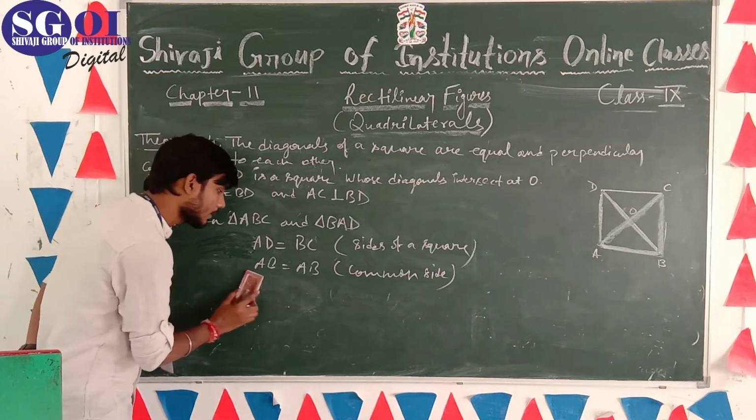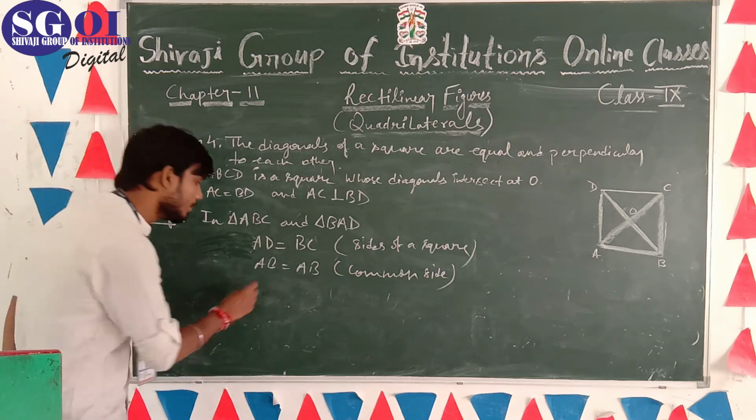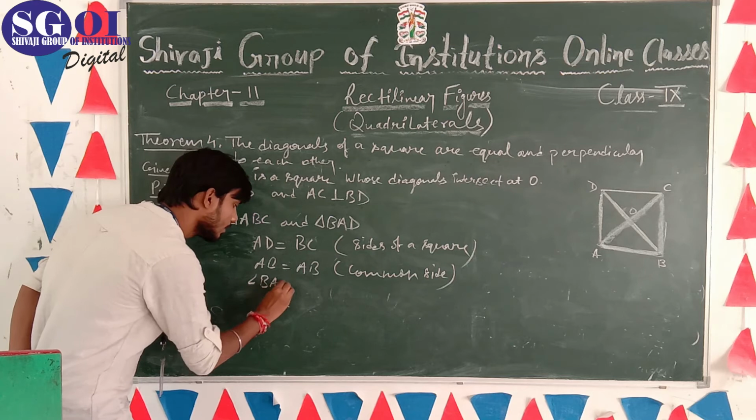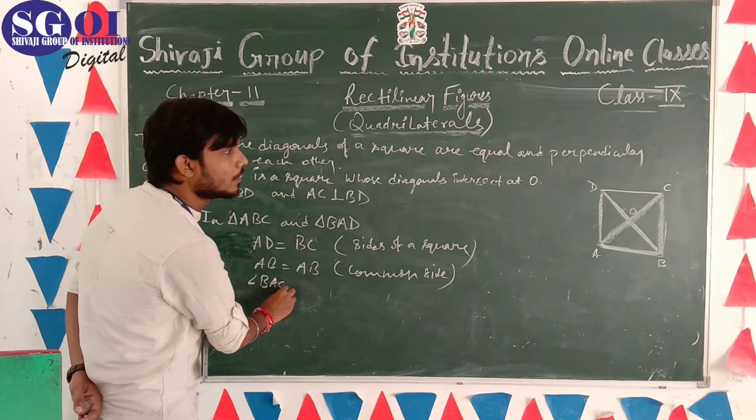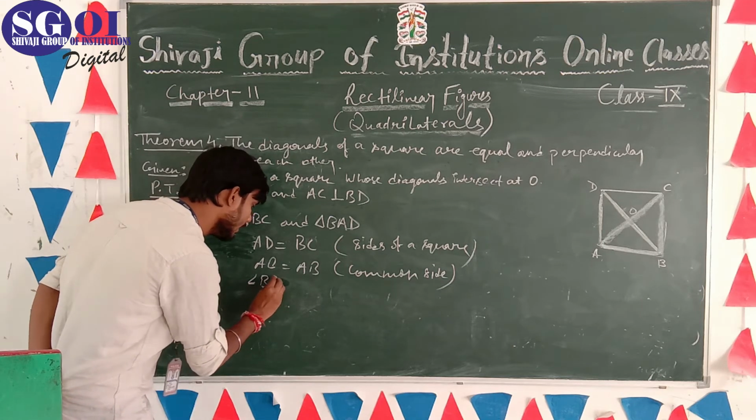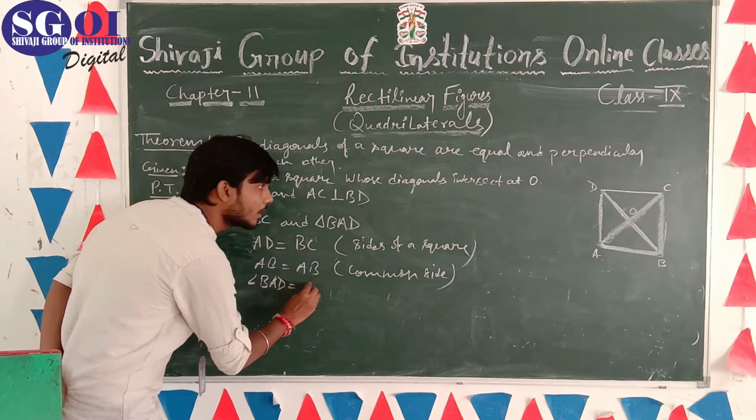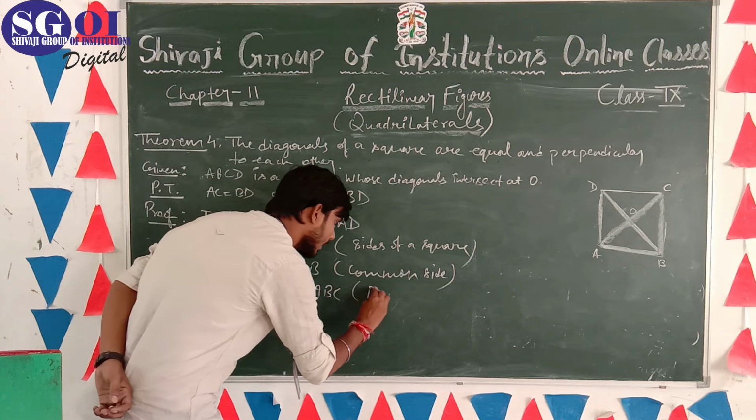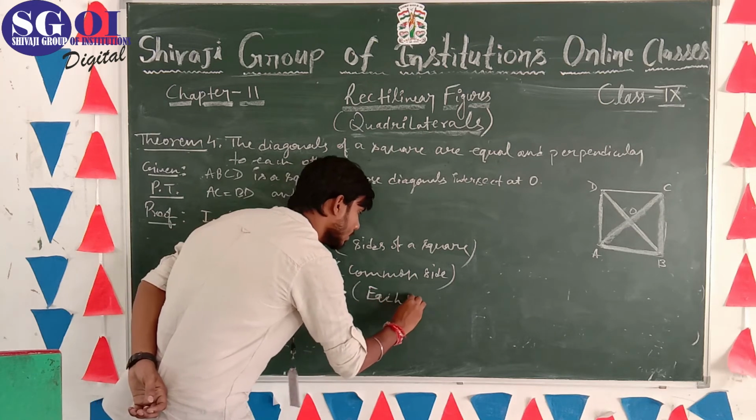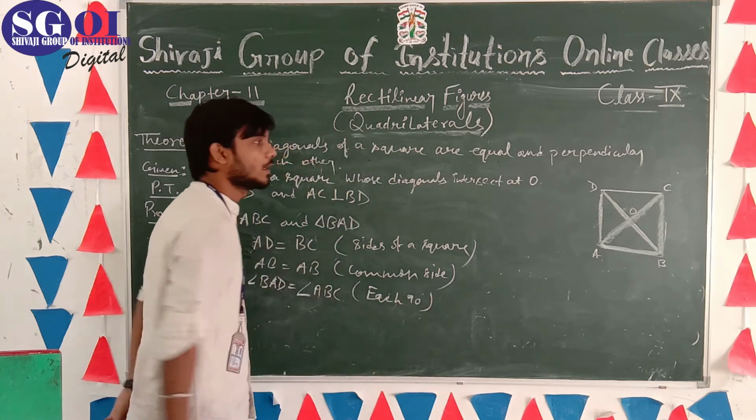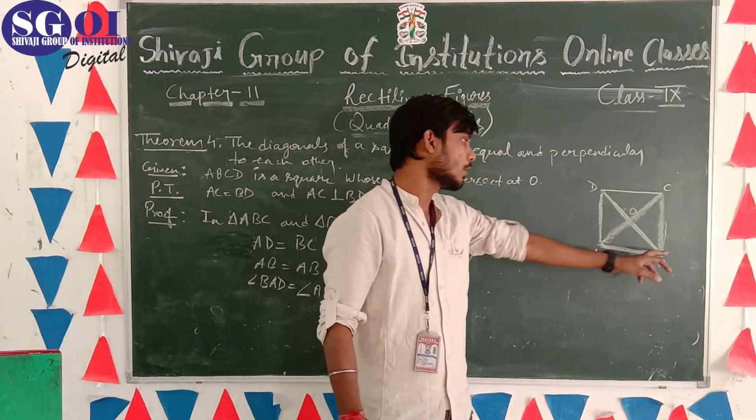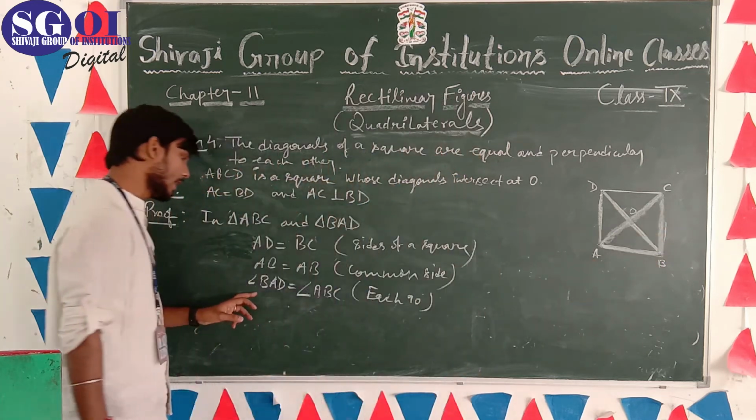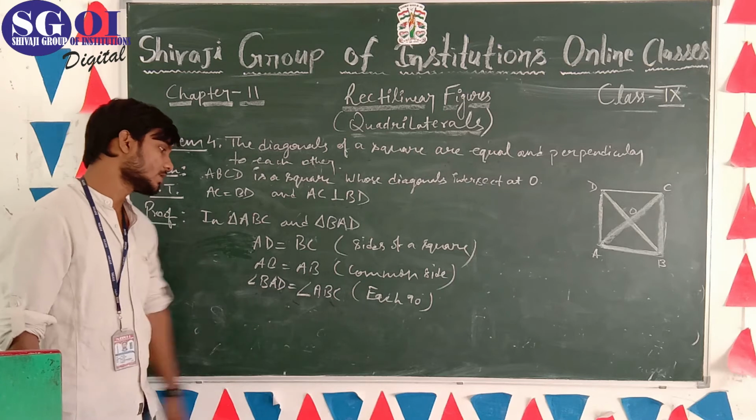पूरा नेम लिख लेते हैं एंगल्स का. एंगल BAD, angle BAD is equal to angle ABC, each 90 degree. क्योंकि स्क्वायर में in a square each angle of 90 degree, so we can write angle BAD is equal to angle ABC, each 90 degree.